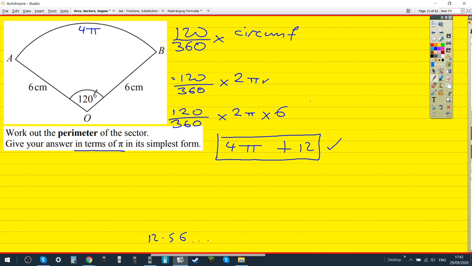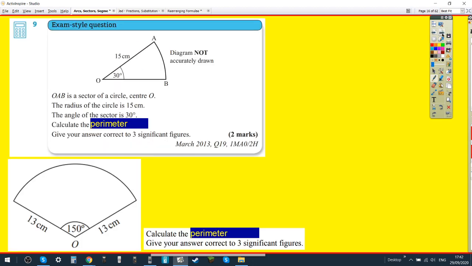So it's 120 out of 360 of a full circle. Circumference is 2 pi r. And so it's 120 out of 360 of 2 pi r to get the curved length. Well, practice. Okay. Perimeter of the top one. Now let's do perimeter of the bottom one.